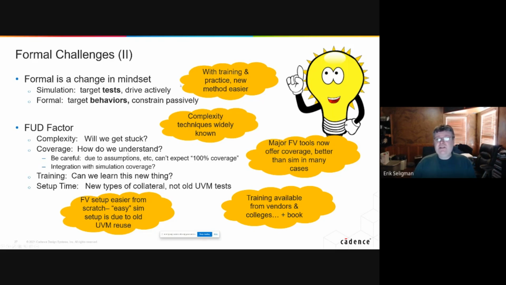When people worry about complexity, there's a whole bunch of techniques that are very widely known for dealing with complexity, to fall back to simpler methods that combine formal with maybe simulation, other technologies. So these days, if you choose appropriate targets for formal, it's extremely rare that you really get mired down in complexity issues to the point where you have to back off of formal. As far as coverage goes, pretty much all the major formal verification tools now offer coverage checking, and actually more precise coverage checking than simulation in a lot of cases.